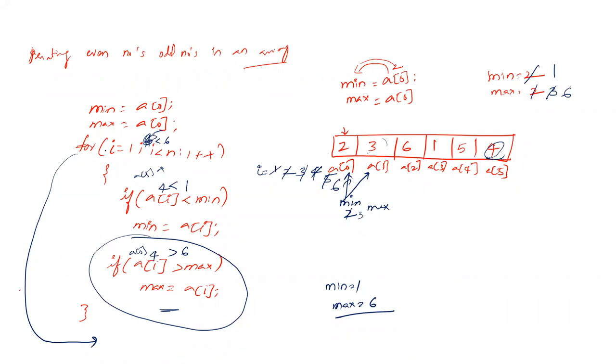Again you have to write a for loop. In the for loop, you have to write this logic for minimum, and again a for loop with this logic separately for maximum value. This is about minimum and maximum.